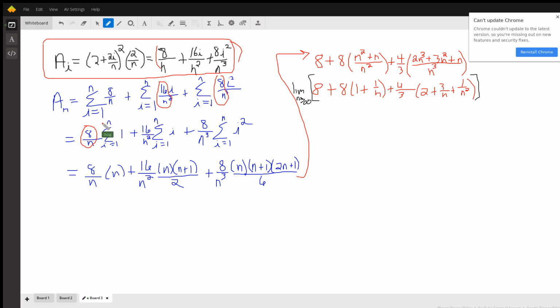And now we have formulas for each of these. The latter two are on the first board. The sum from i equals 1 to n of a constant is just the constant times whatever n is. We're adding up n of these constants, so this is replaced with an n. This summation is replaced with n times n plus 1 over 2. And the sum from i equals 1 to n of i squared is replaced with this. These cancel. That leaves me with this 8 for the first term.